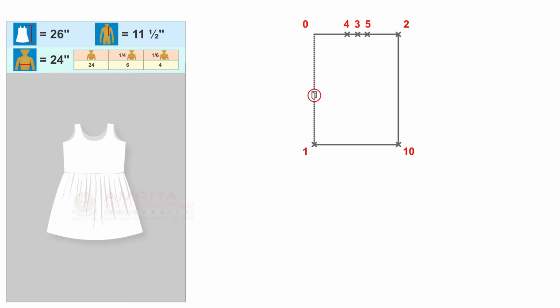Again, measure 1 inch to the right of point 3 and make a mark. This is point 5. From point 4, draw a right angle line for about halfway into the bodice. And from point 5, draw a right angle line for about halfway into the bodice.